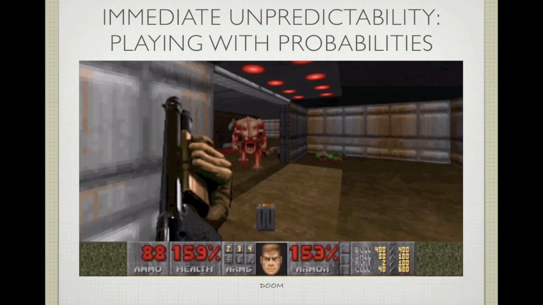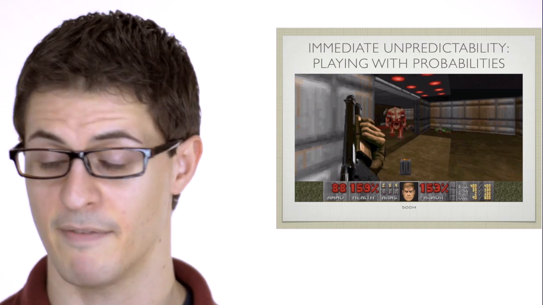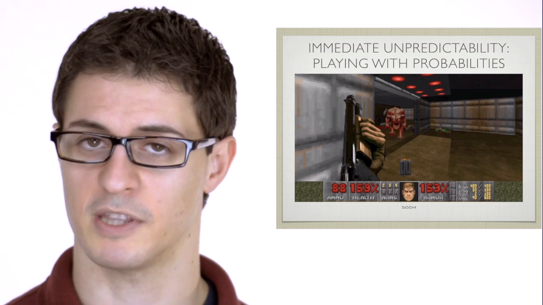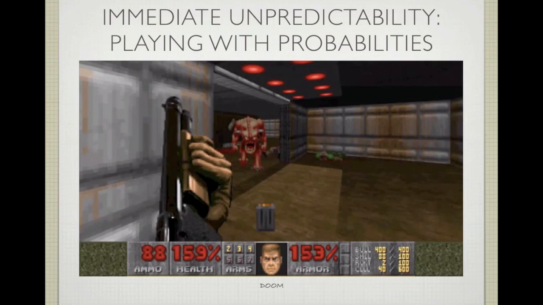And so in this way, short-term, even immediate unpredictability within a single frame or within milliseconds can have an effect on the movement of a player throughout the space in relation to the AI characters.